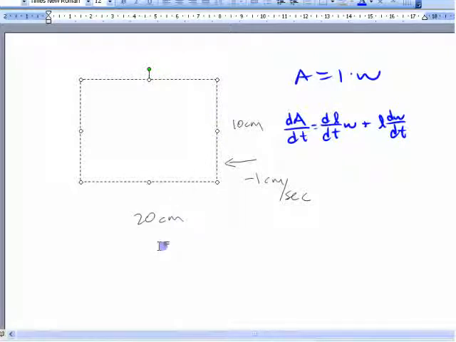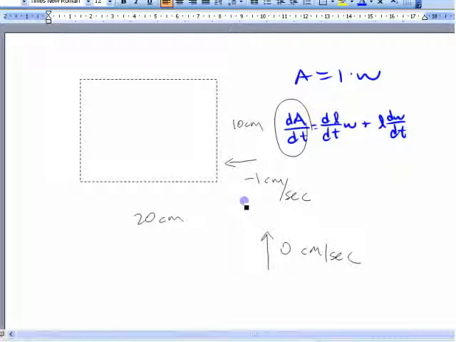So what's the other rate here? The other rate is 0, right? So it means that this way is 0 centimeters per second. I'm not changing that at all. So then if you want to know how fast the area is changing, you could plug in all the numbers, but just make some sense of what's happening here.